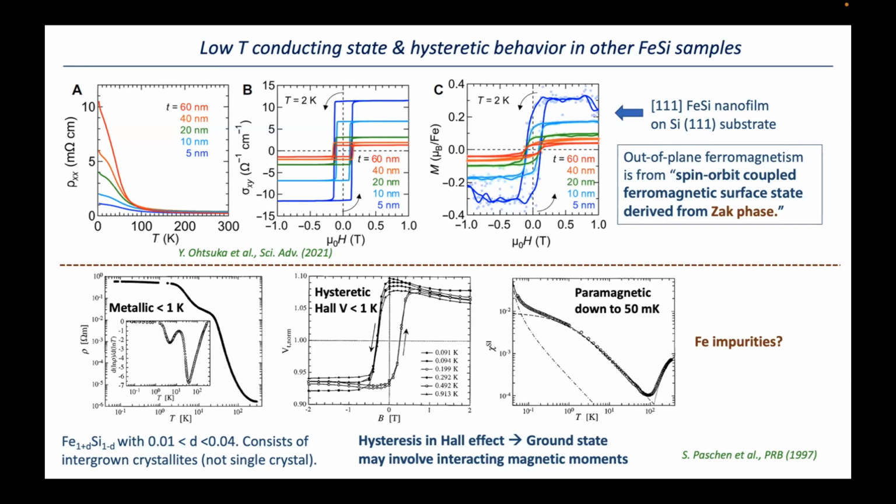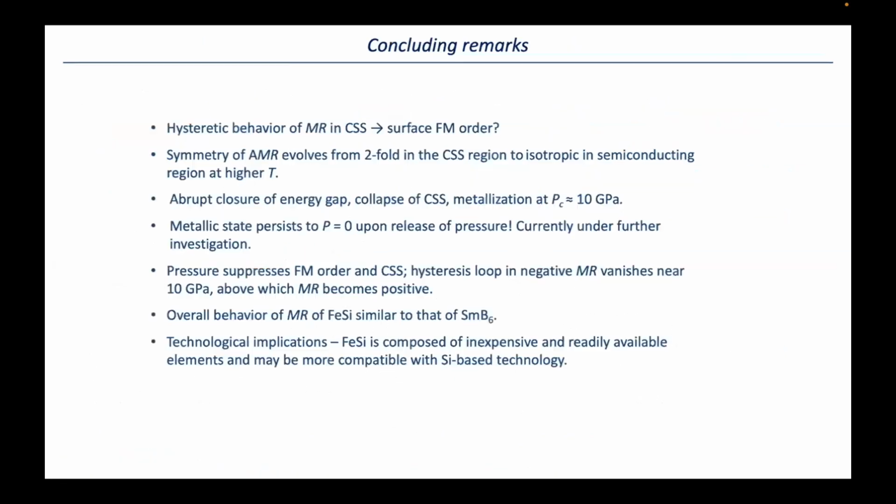And then this is the iron silicide nanofilm I mentioned. And again, you see this hysteresis. In this case, they measured the magnetization of these thin films by using a magnetometer and also by some neutron reflectometry, and found the onset of ferromagnetism. Although this is a rather different situation.